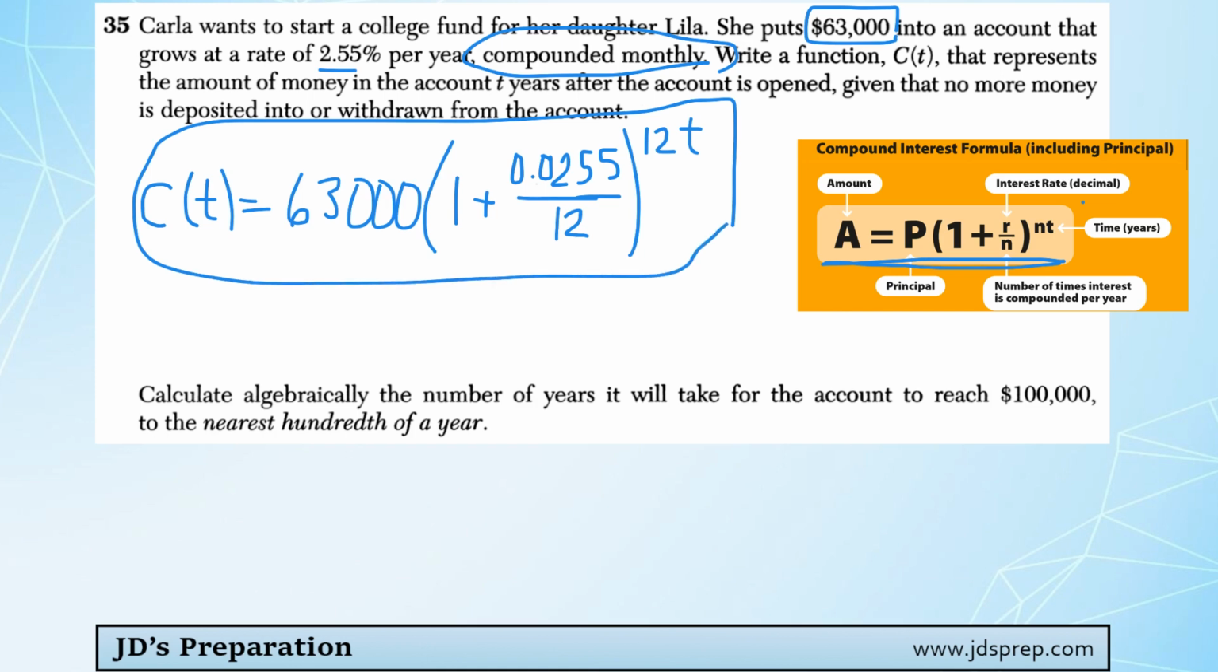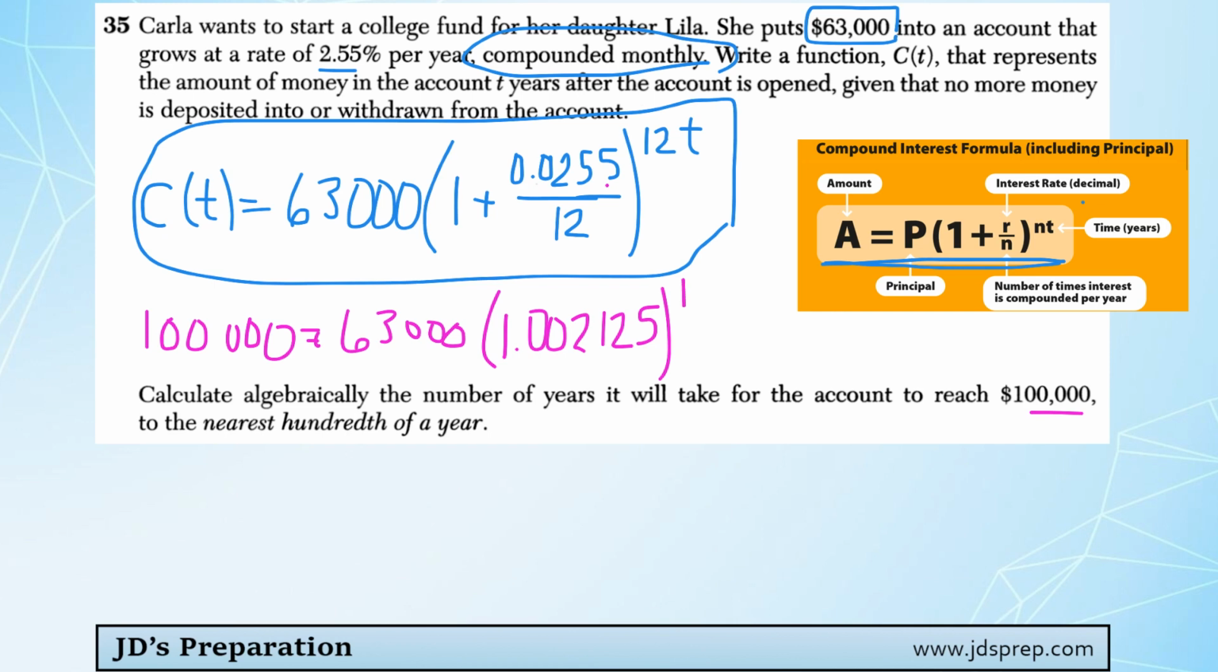Now for the second part of the question, we're asked to calculate the number of years it would take for the account to reach $100,000 to the nearest hundredth of a year. So in other words, we're trying to calculate the value of t given that c of t is equal to 100,000. So let's go ahead and write that out. 100,000 equals 63,000. Inside the brackets here, if you calculate 1 plus 0.0255 over 12, we get 1.002125, and that's to the power of 12t.